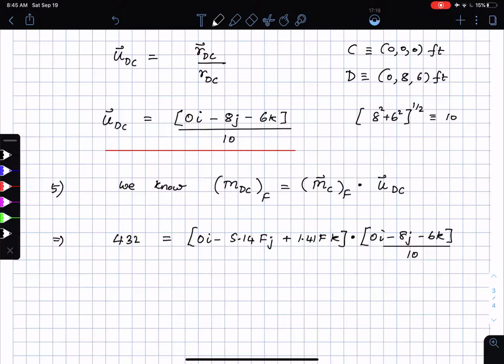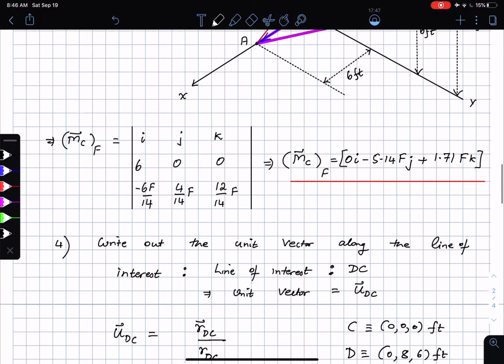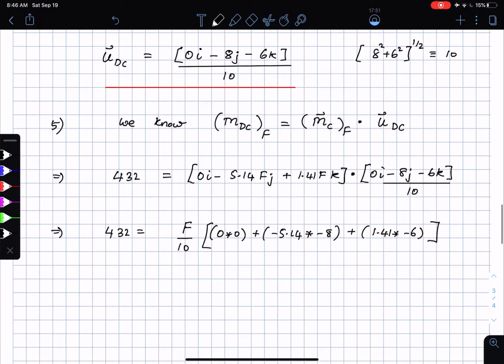Now here is what I can do. So this is 432. I can take F as a common factor out of these. So this is F, and then the 10 is a common factor. So this is F by 10 times the following dot product: 0 times 0 plus minus 5.14 times minus 8 plus 1.71 times minus 6. I wrote 1.41 earlier, I am sorry about that. This is 1.71, not 1.41. Apologies for that.